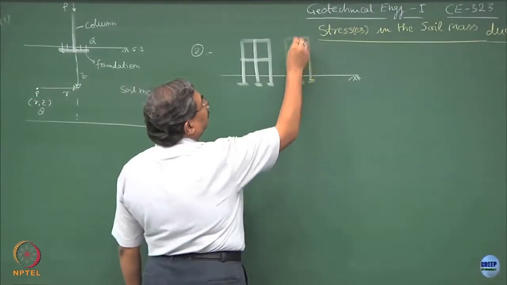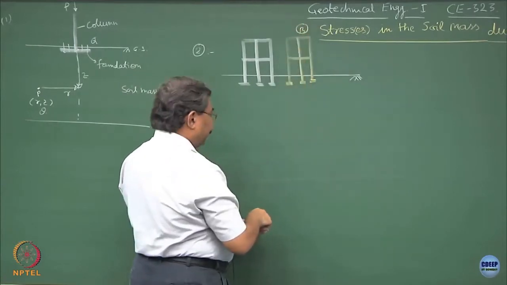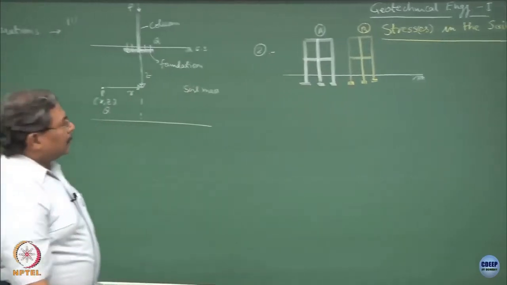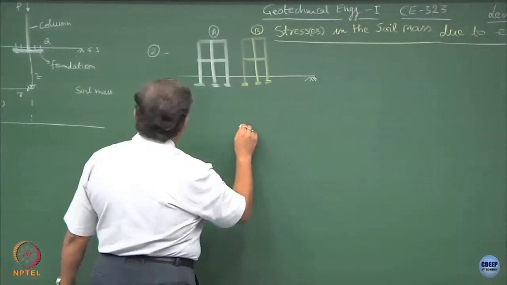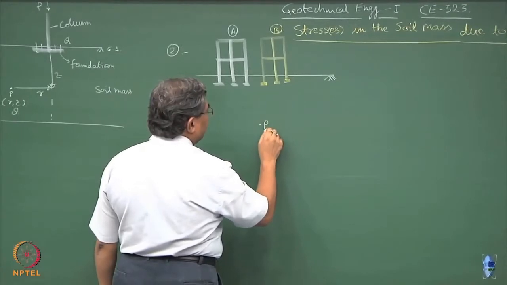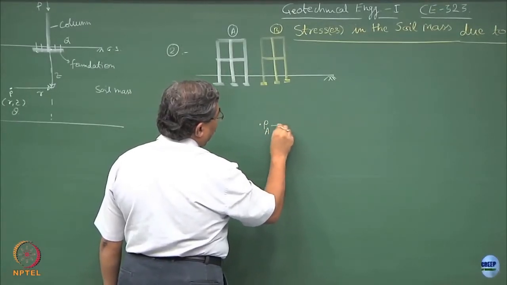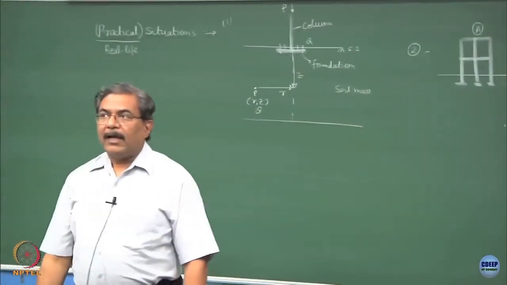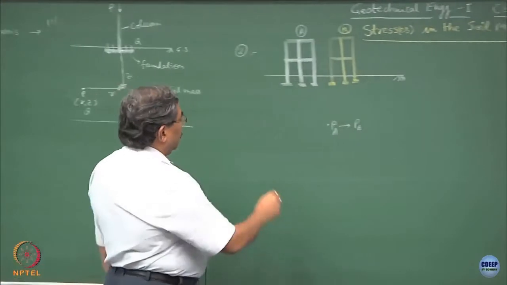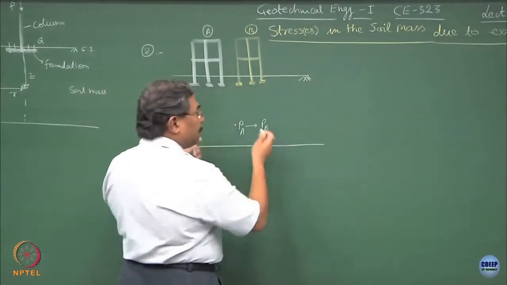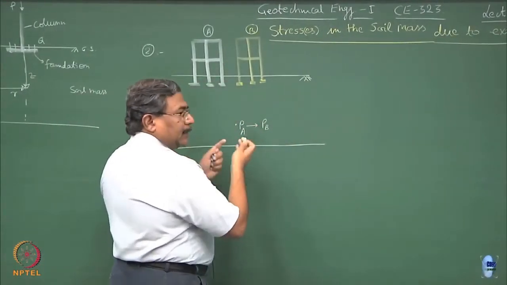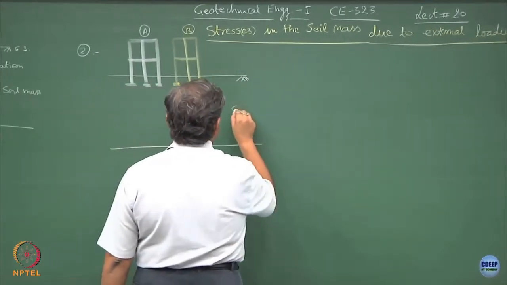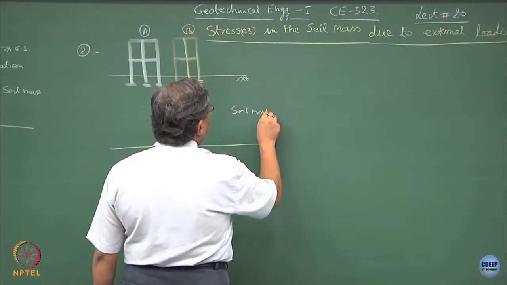Now because of construction of building B, if building A was already existing, what has happened? The state of stress at a given point P, which I have taken over there, has changed. So PA has changed to PB, alright, and I would like to understand whether this soil system is capable of taking this type of loads or not. Alright, so this is again the soil mass.